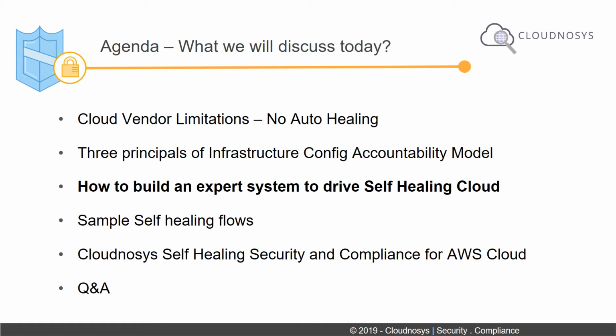Our agenda is below, and we're really homing in on how to build an expert system. I think most of you are here to understand some of the principles. So we're going to talk about the three principles of the infrastructure config accountability model, what that entails, and how that translates into building this expert system. We're going to talk a little bit about cloud vendor limitations as well, so you understand what the gaps are and how you need to fill those gaps.